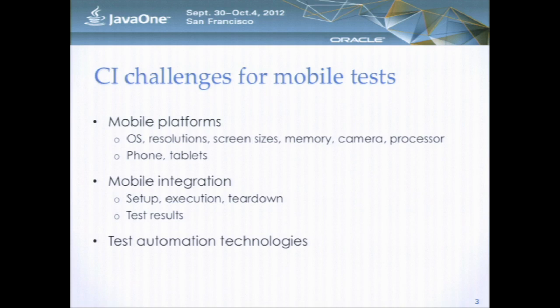Then you also have to think about your test results. Are they going to reside in your emulator, and how are you going to pull that out and actually display it in Jenkins or any CI environment, right? How are you going to display and publish the results from the device? So these are some of the challenges you're going to face.